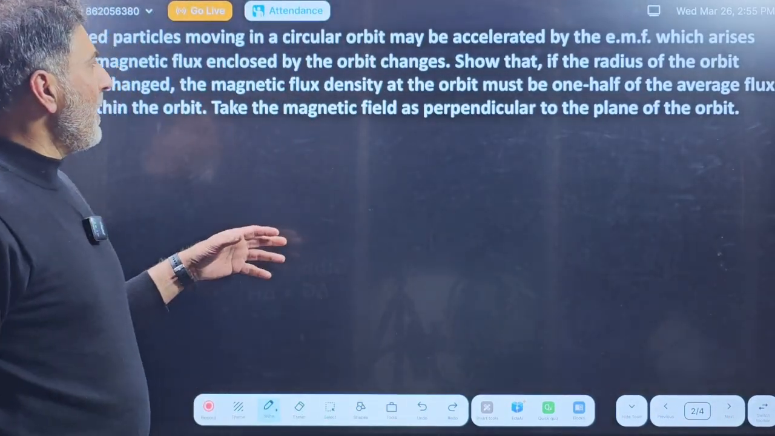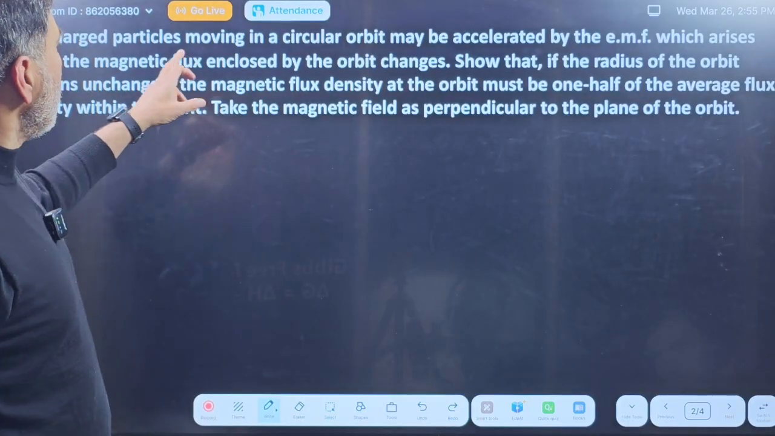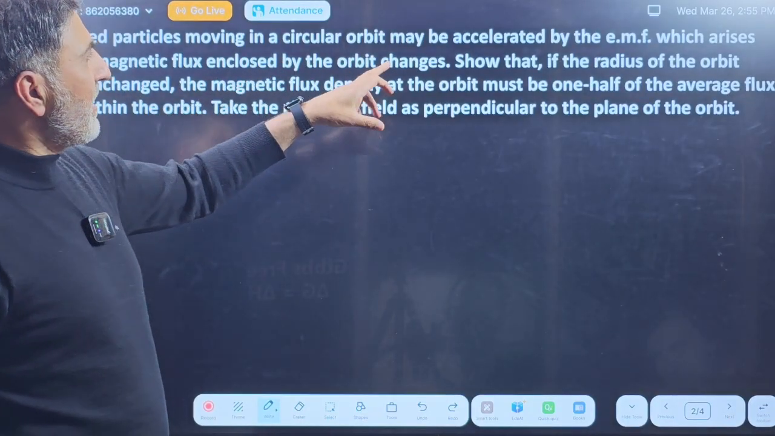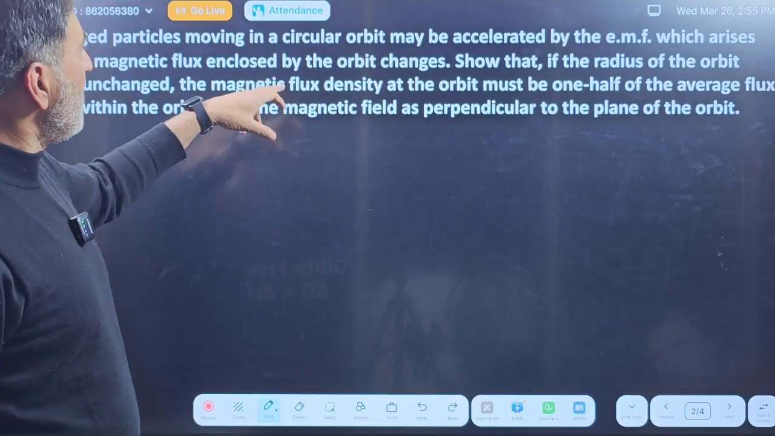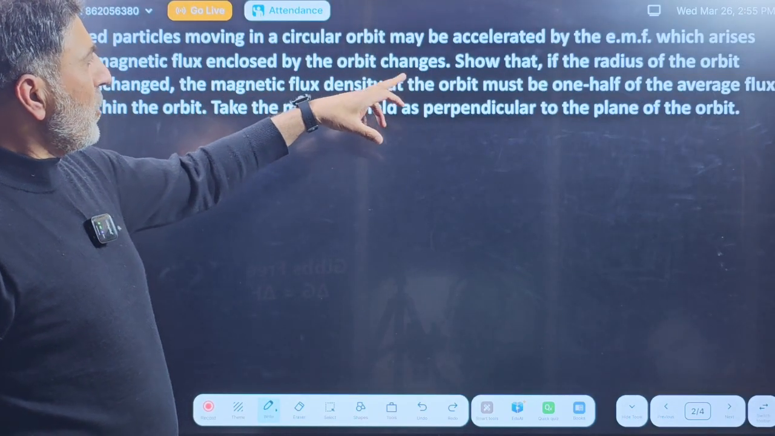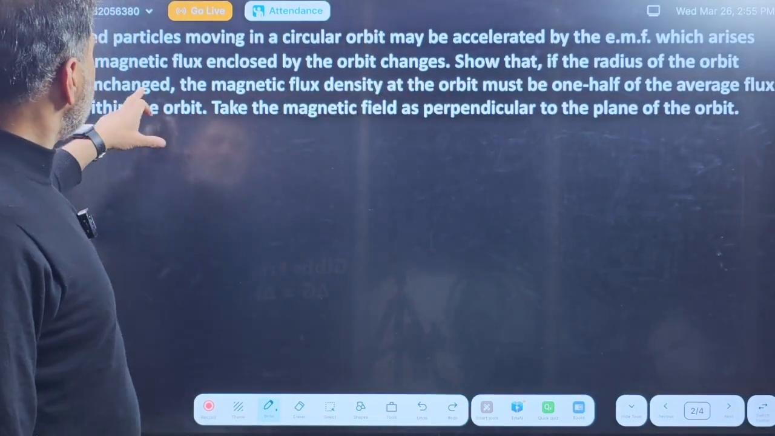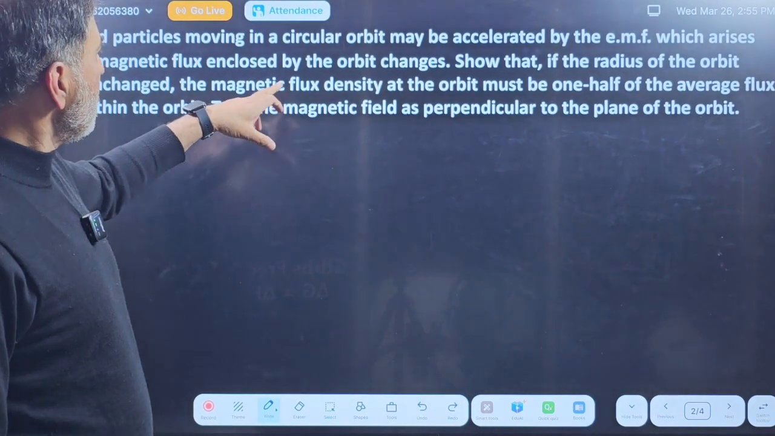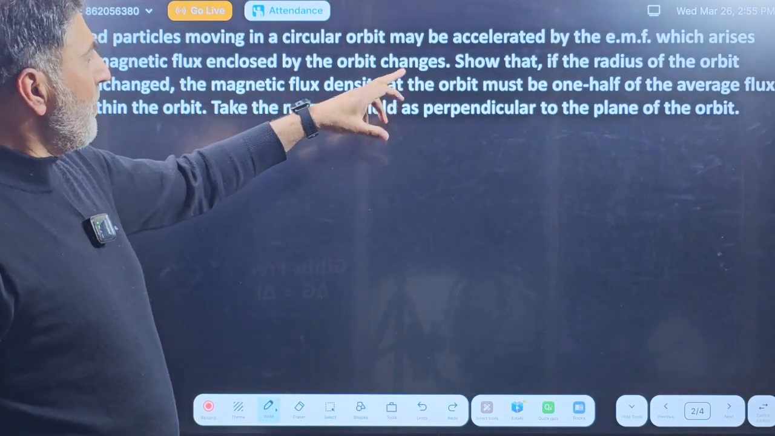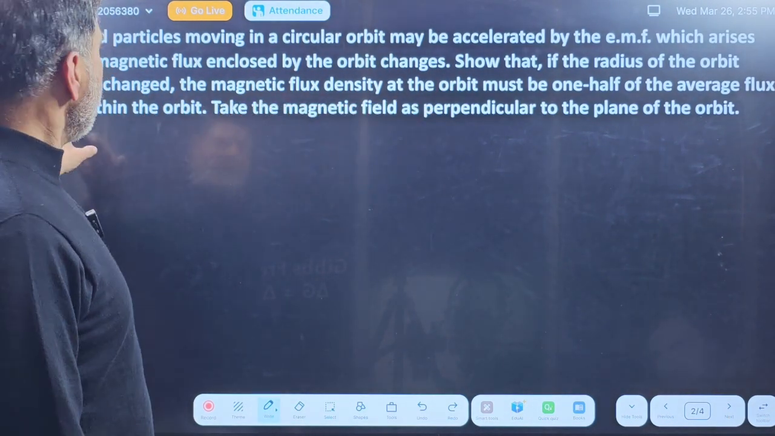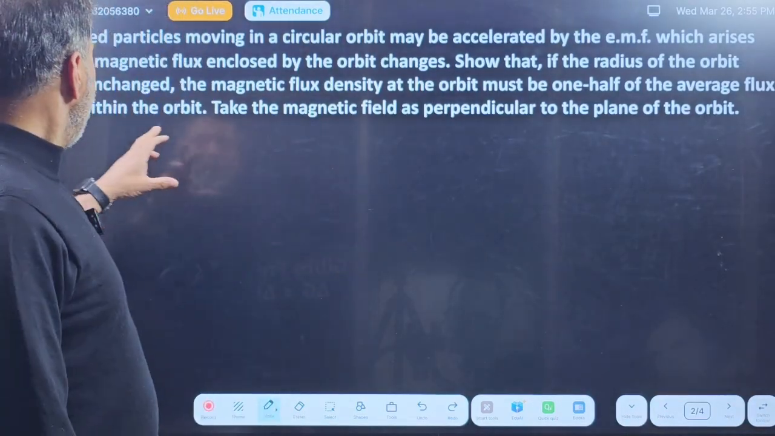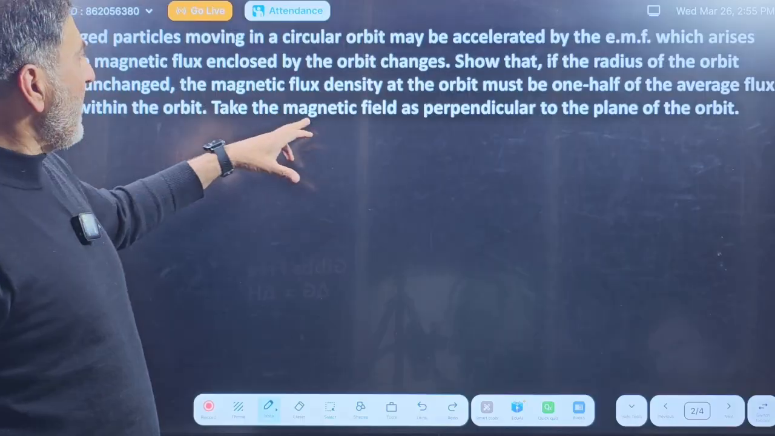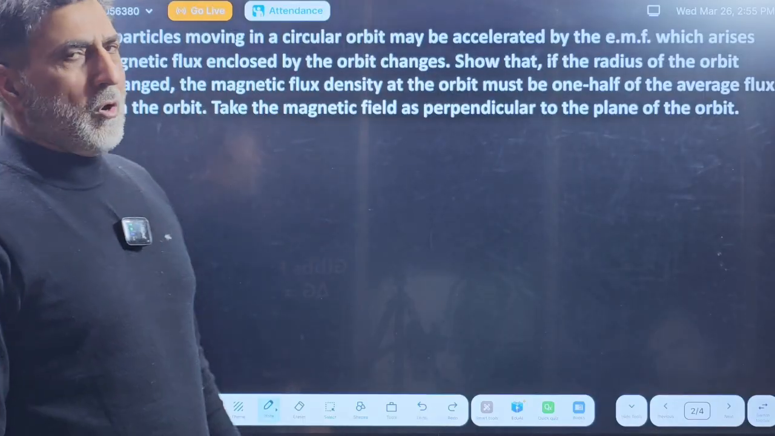The problem I have brought now is this: charged particles moving in a circular orbit are accelerated by the EMF which arises when the magnetic flux enclosed by the orbit changes. Show that if the radius of the orbit remains unchanged, the magnetic flux density at the orbit must be 1/2 of the average flux density. Flux density means magnetic field within the orbit. Take the magnetic field as perpendicular to the plane of the orbit.